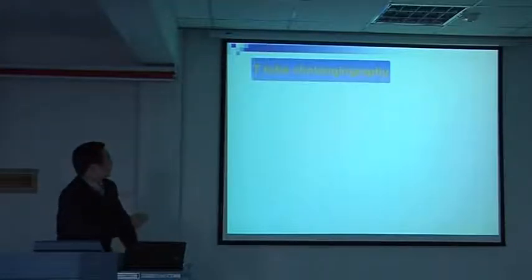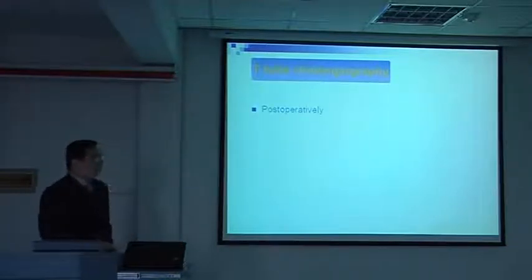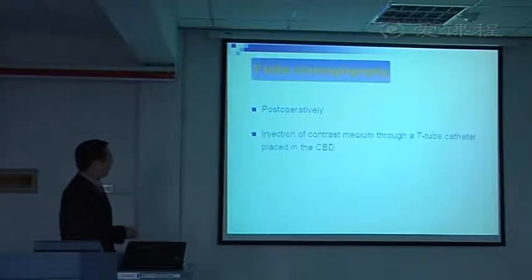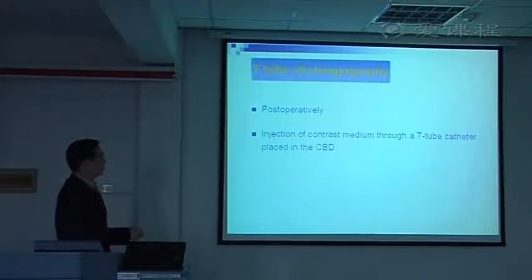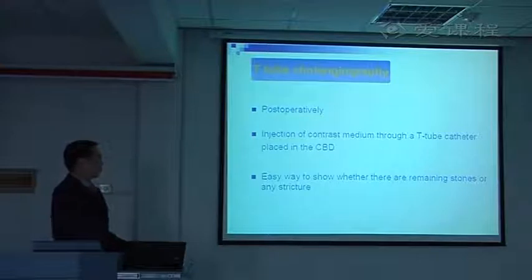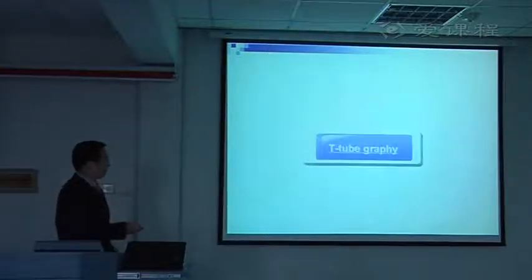Now we introduce the T-tube cholangiogram. The T-tube is clamped post-operation, and we inject contrast through the T-tube catheter placed in the CBD. This is a very easy way to show whether there is any remaining stone or any biliary stricture.